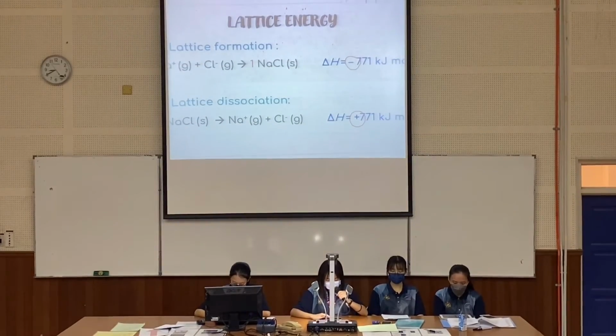There are 2 types of lattice energy, which are lattice formation and lattice dissociation. Lattice formation is from gases to become solid. We use this in Born-Haber. The lattice formation releases some energy so that they can form, so it will have a negative sign. And we use the lattice dissociation in the dissociation process, and it is from solid to gas.